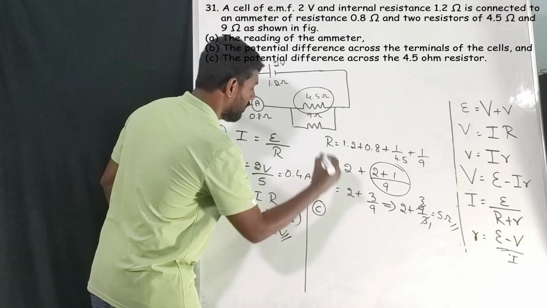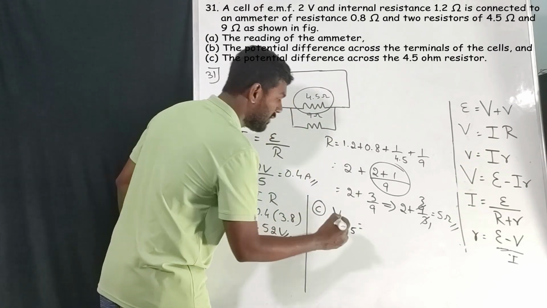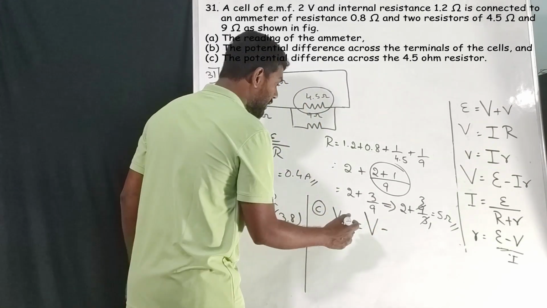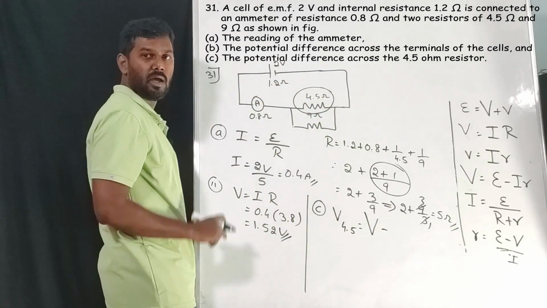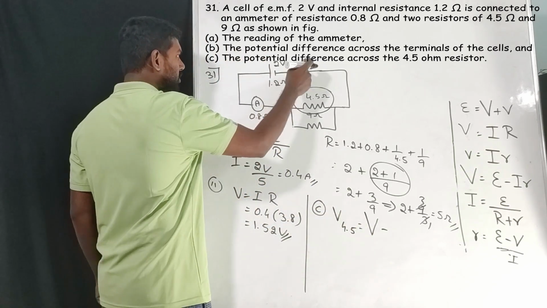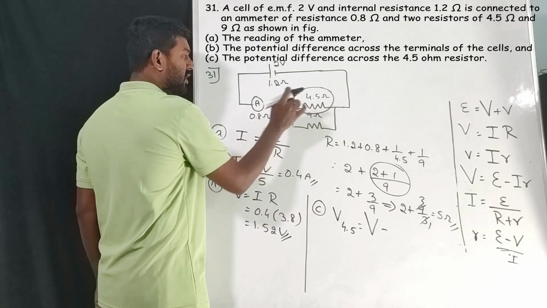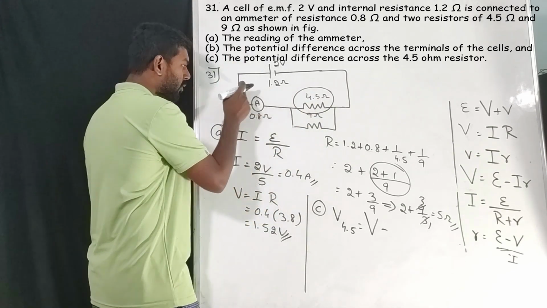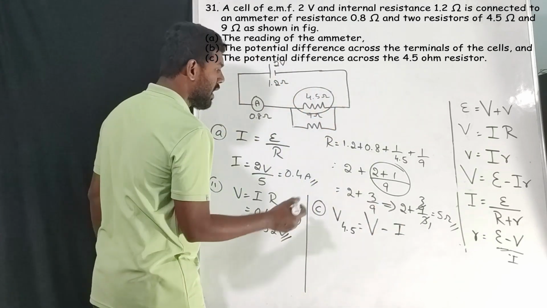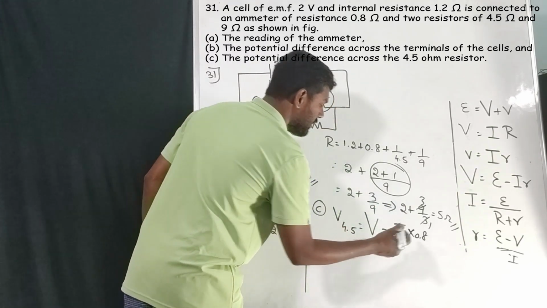So the voltage across the 4.5 resistance will be equal to the terminal voltage minus the voltage across the ammeter. Terminal voltage, okay, terminal voltage from this to this, minus the voltage across this one, we will get the voltage across 4.5. How do you find the voltage across this one? Voltage is nothing but I into R. What is the value of R? That is 0.8. That's it.